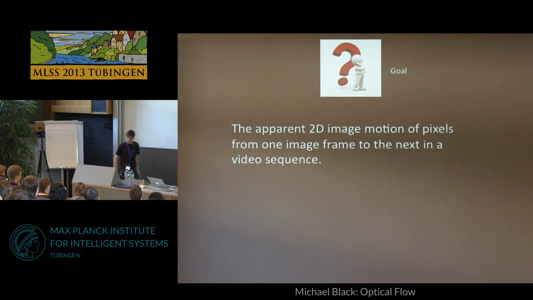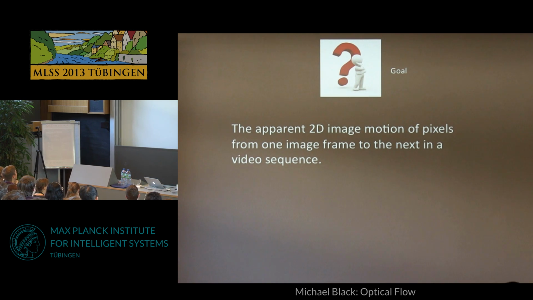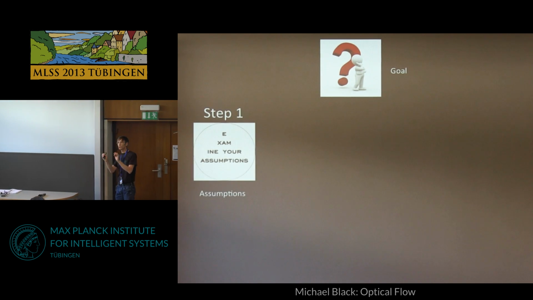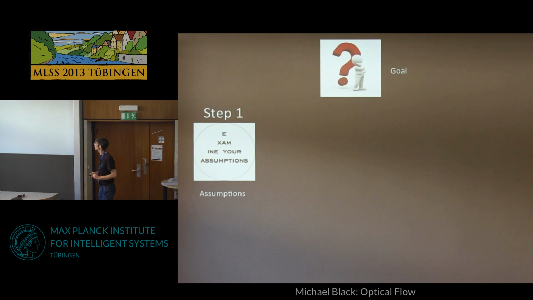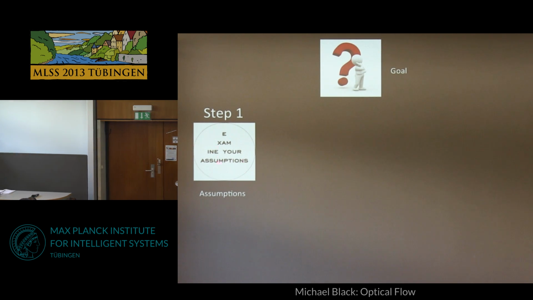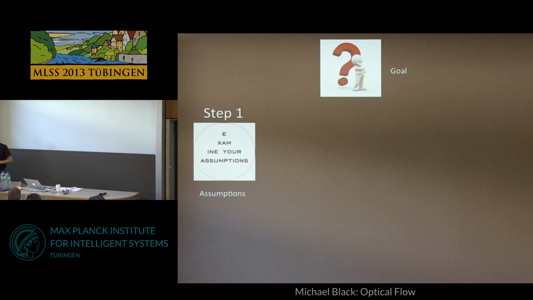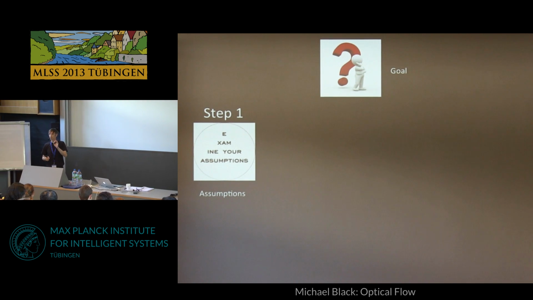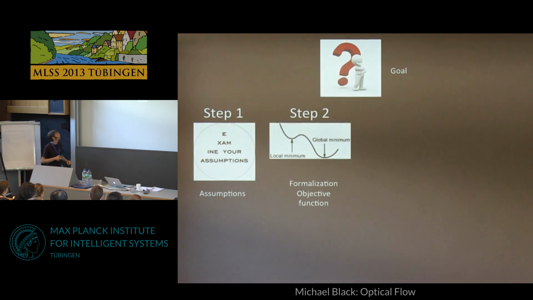But how are you going to do it? So our goal is to compute this 2D motion of pixels from one frame to another in a video sequence. Now, there's a bunch of steps that we're going to step through. The first is we're going to make some assumptions about the problem. And it's important to examine your assumptions. And so we'll come back again and again to what assumptions we're making, try to make them explicit, try to make them clear, and figure out where the assumptions might be a problem.